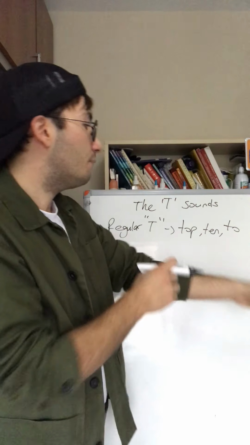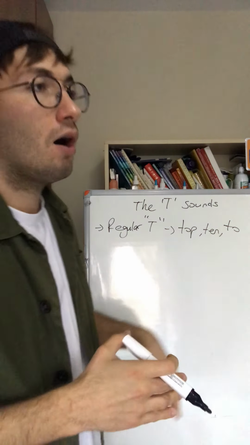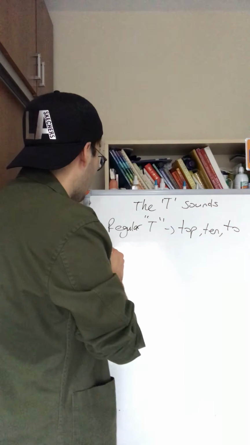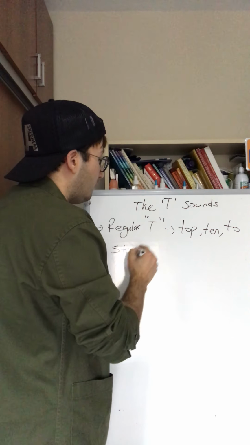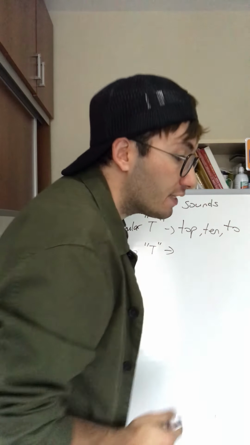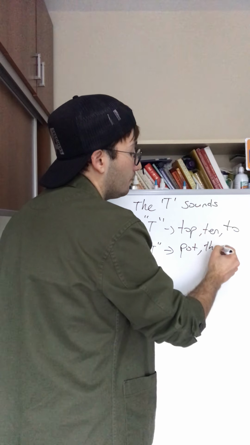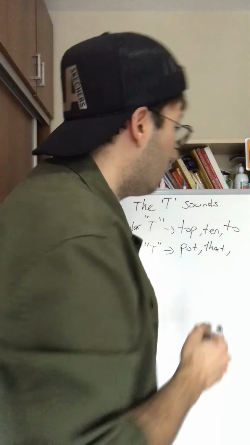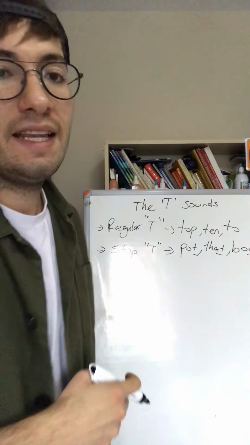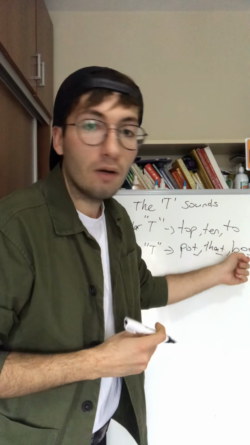For example, I'm going to the supermarket, or top, or ten years old. So let's talk about stop T. There's also a T, a kind of stop T. For example, pop, or that, or but. We say it stop T: pop, that, or but.